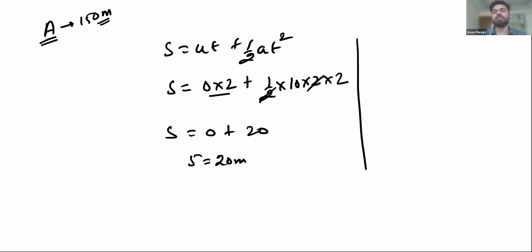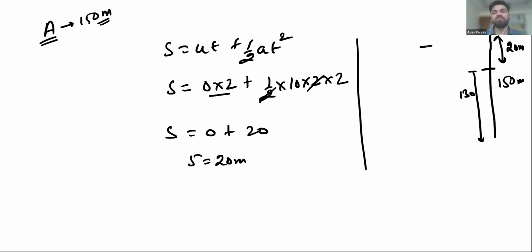Now do the same for the second one. Since the initial velocity of that one is also 0, the same answer you will get, that is 20 meters. Yes, sir. So the first object that is at a 150-meter height will travel only 20 meters in 2 seconds. So what is the remaining height now? 130. Yes, sir, it is at 130 now.